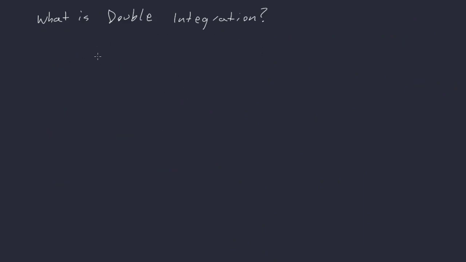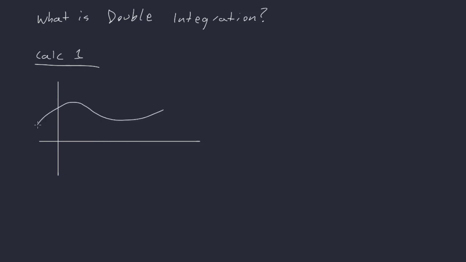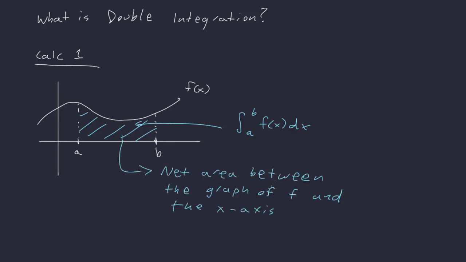Well, to answer this question, and again, I'm sure I sound like a broken record at this point, but let's recall what the Calc 1 integral was. And we're talking about definite integration here. But if we had a function f of x, and we were looking at it from x equals a to, let's say, x equals b, what the integral of f of x from a to b ended up being was the area between the curve and the x-axis. It gave us the net area between the graph of f of x, excuse me, and the x-axis.